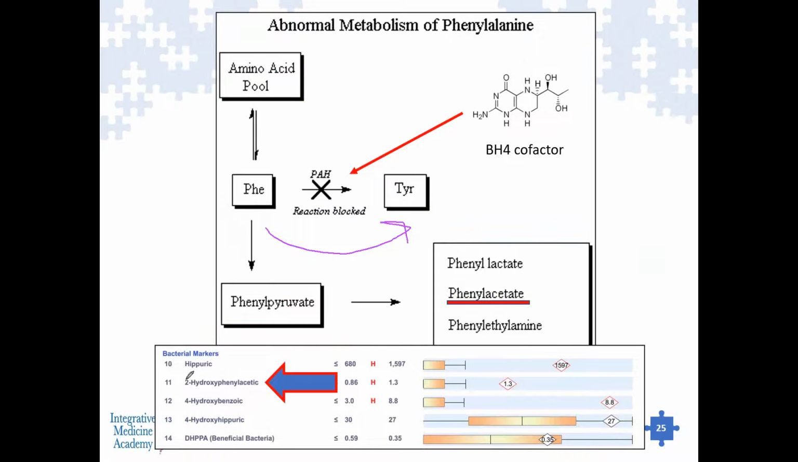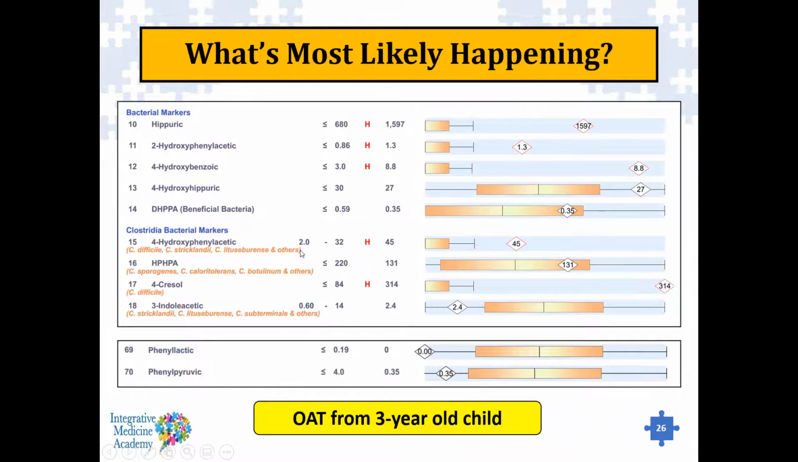So if we have a bacterial section where 2-hydroxyphenylacetic is elevated like we see here, but the phenyllactate and the phenylpyruvic markers on the amino acid section of the last page of the OAT are normal, then you're primarily looking at some kind of bacterial imbalance. Okay, that would be the most likely scenario. So you always have to ask yourself the question, what's most likely happening in this scenario?